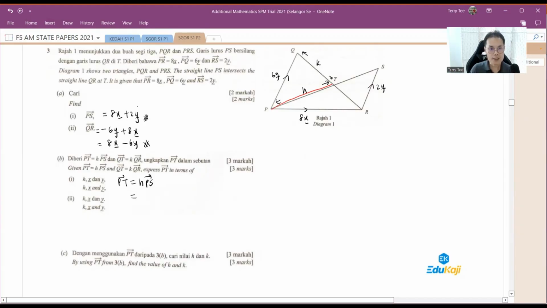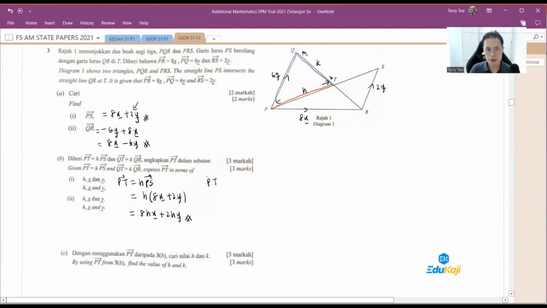Now, since I know PS from the first part, I'm going to sub inside here, 8x plus 2y. When you multiply inside, you get 8hx plus 2hy. There you go, that is vector PT. Now, the second one, you want your answer in terms of k. In terms of k means we have to use this route here, P to Q, Q to T.